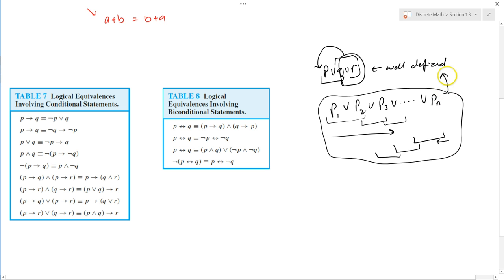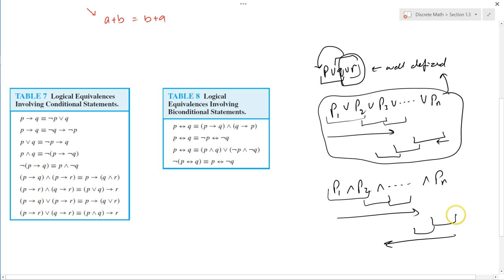This is also well defined, and the same way we've got P1 and P2, and if we have n different logical variables, it's the same. The same thing is true here. This is well defined. Whether you calculate it by taking the first two pairs and then pairing them up this way, or you take the last pairs and you pair them up this way, the logical value for this is also going to be the same.